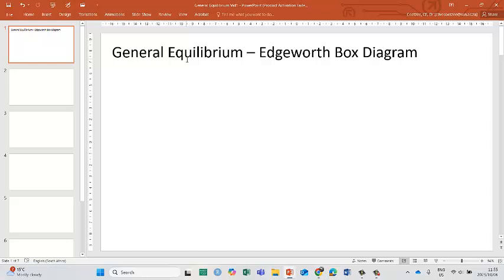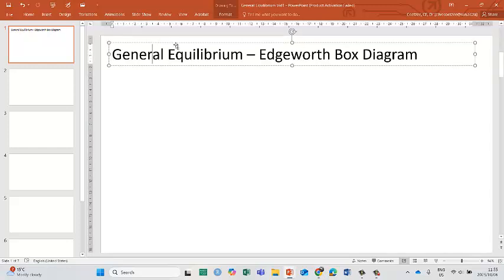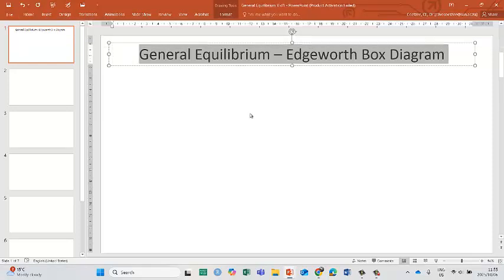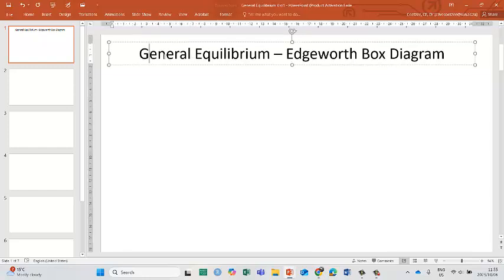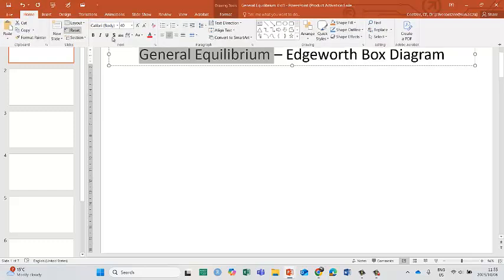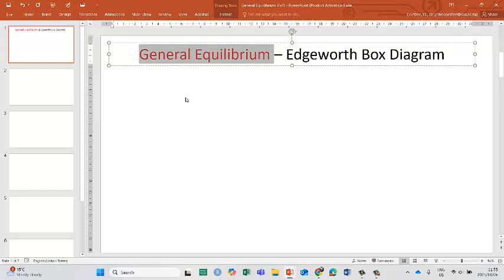So, general equilibrium, the Edgeworth Box diagram. Please mind the spelling; I'm not going to check all the spelling the whole time. Let me just put it nicely in the middle, and there we go. So general equilibrium. What is general equilibrium? What does it refer to? Okay, so let's first dissect the term general equilibrium.